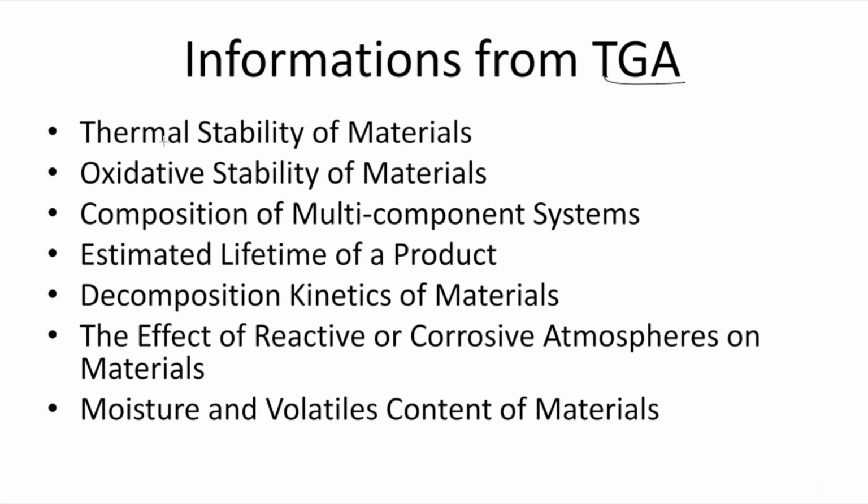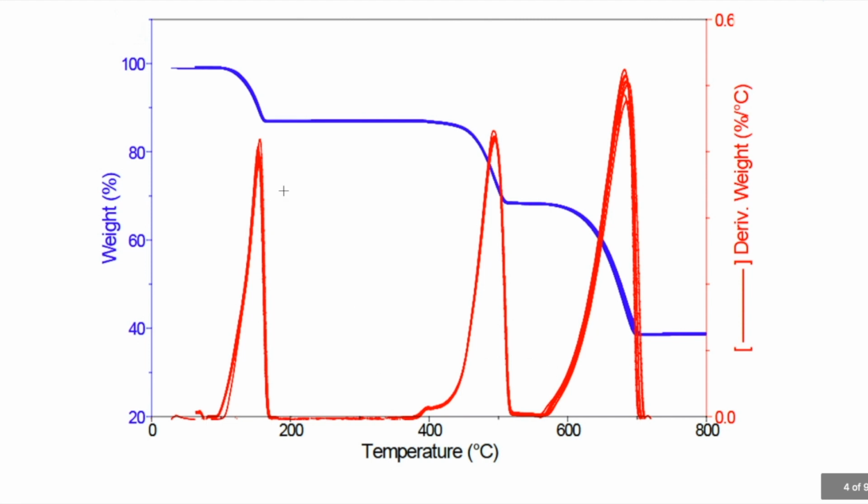And what information do you get from here? You get thermal stability of the material, oxidative stability of the material, composition of a multi-component system, estimated lifetime of the product, decomposition kinetics of the material, the effect of a reactive or corrosive atmosphere on the material, and you also get information about the moisture and volatiles content in the material.